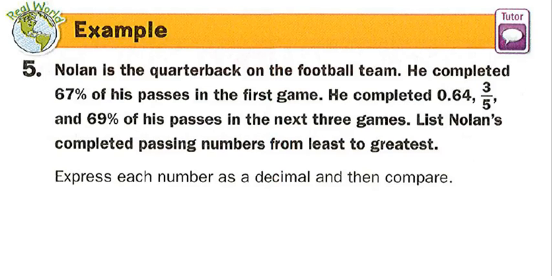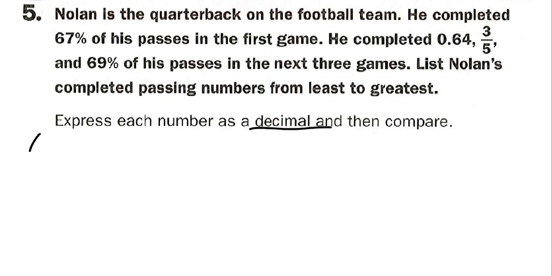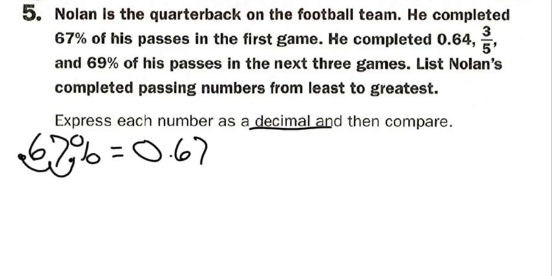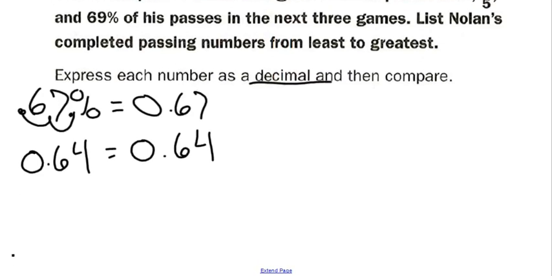Well, again, just put them all in the same format. And to be honest with you, the decimal format is the easiest one to get to and the quickest one to make comparisons. So start with 67%. Just move that decimal 2 spots over. So we got 0.67. Then we've got 0.64. Well, we don't have to do anything there. That one's still 0.64. How about 3/5? Well, that's just 3 divided by 5, which is 0.6.